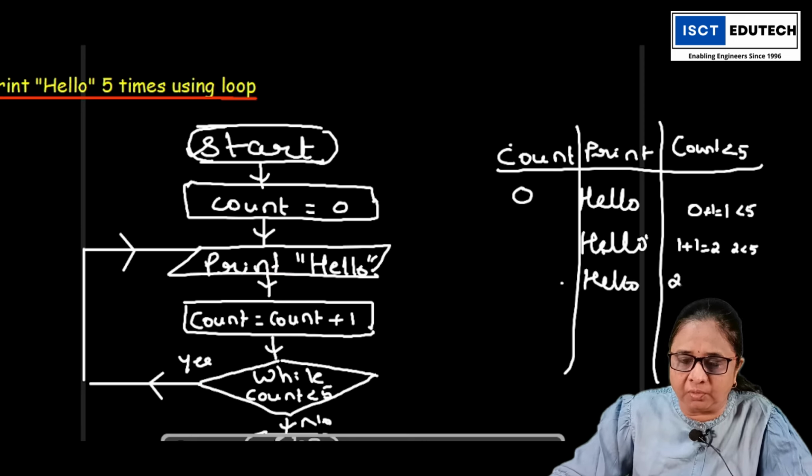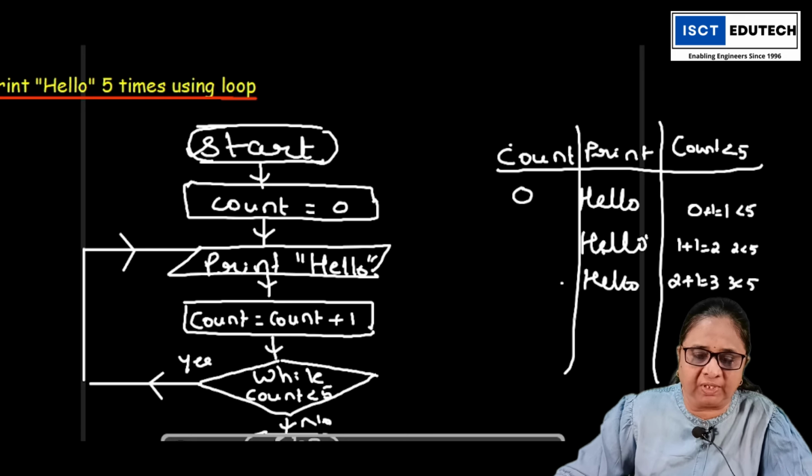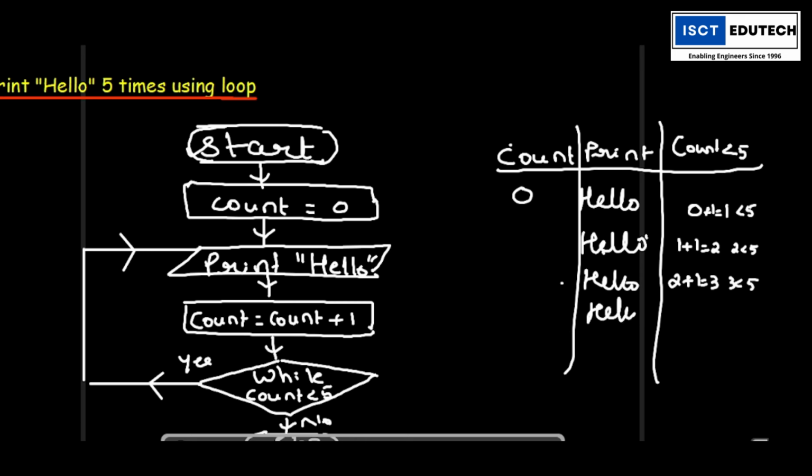Count becomes 2 plus 1 is equal to 3. 3 less than 5? Yes. Go back. Print hello. Then count is equal to 3 plus 1 is equal to 4. 4 less than 5? Yes. Print hello. Then count becomes 4 plus 1 is equal to 5. 5 less than 5? No. Since this is no, it will come down and stop. Now how many outputs did I get? 1, 2, 3, 4. So this is how you write a loop.